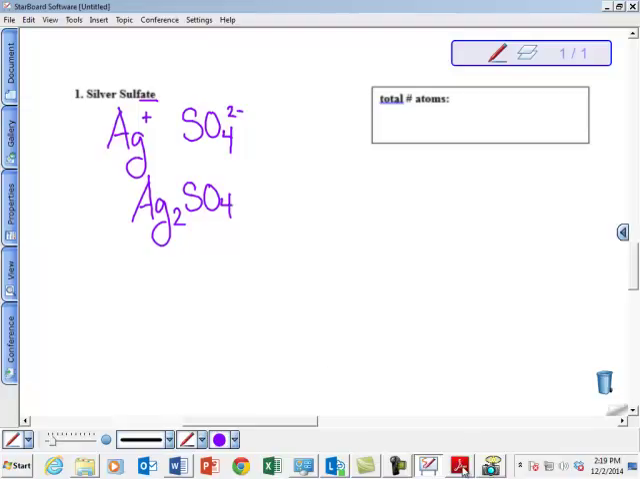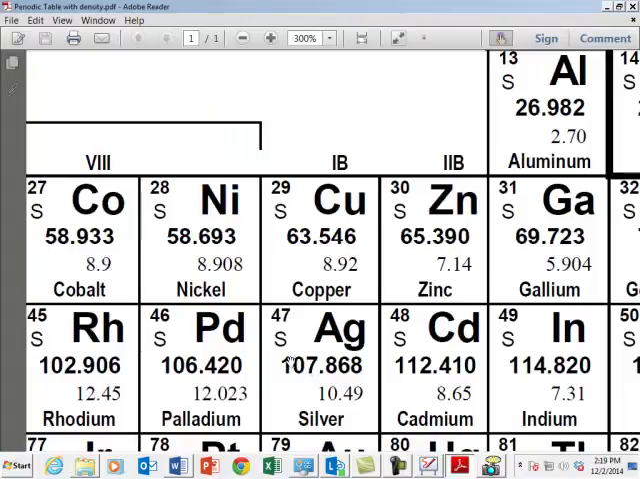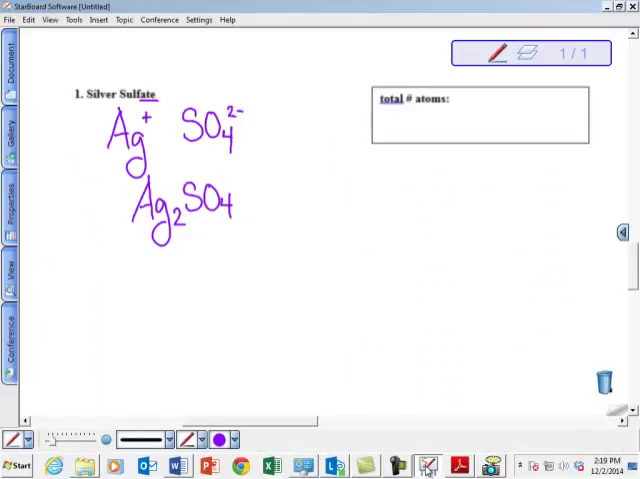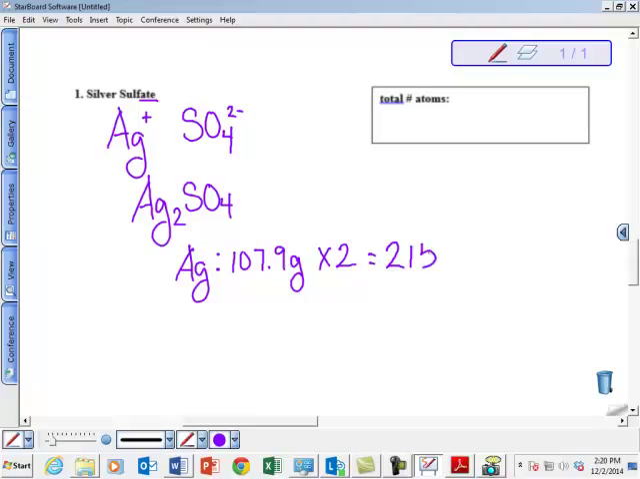So let's go to the periodic table. Silver is 107.86. How would I round that? 107.9. Good job. So Ag would be 107.9 grams per mole. How many do we have in the formula? We have 2 of those. All right, so calculator time. I'll help you out. 107.9 times 2. This would be 215.8.